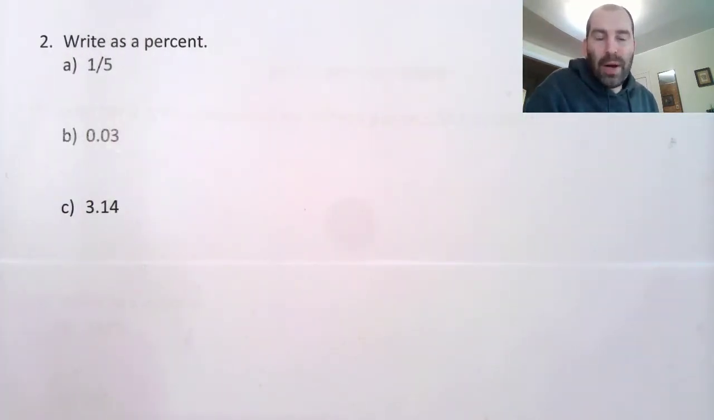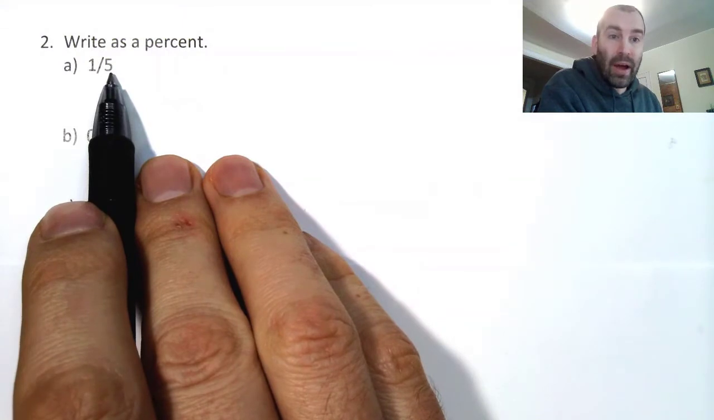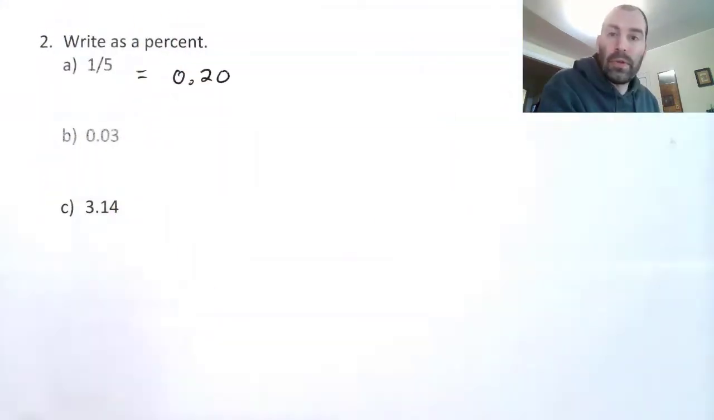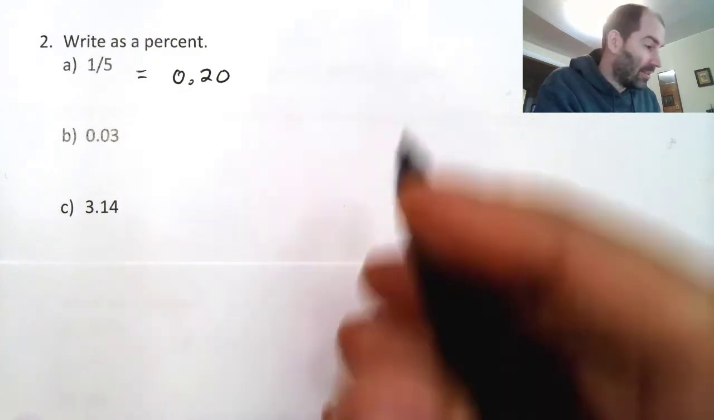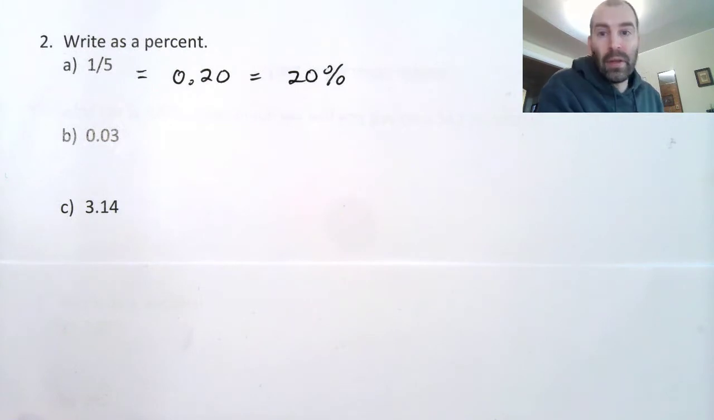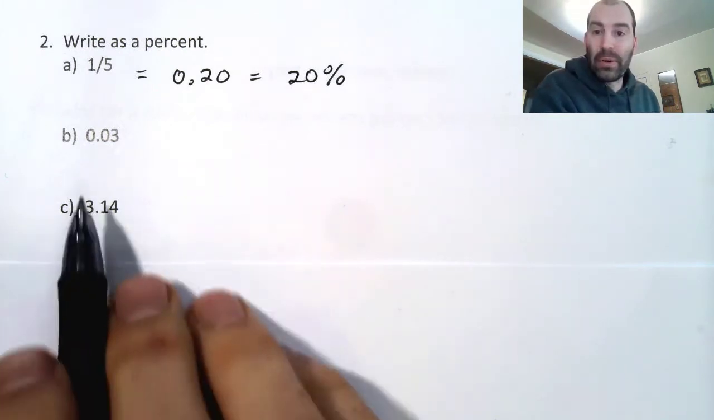Okay, so in these next problems, we're simply going to write these numbers as percents. So I have 1 divided by 5. Well, if I write that as a decimal, you see you get 0.20. And if I wanted to write it as a percent with a percent symbol, I would write that as 20%.